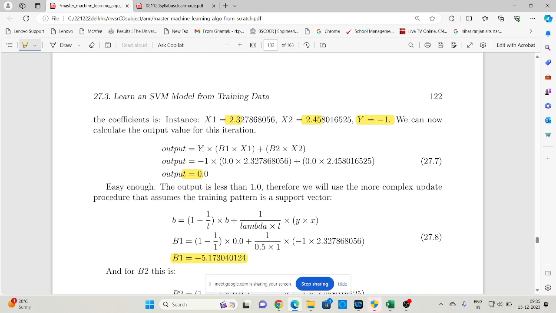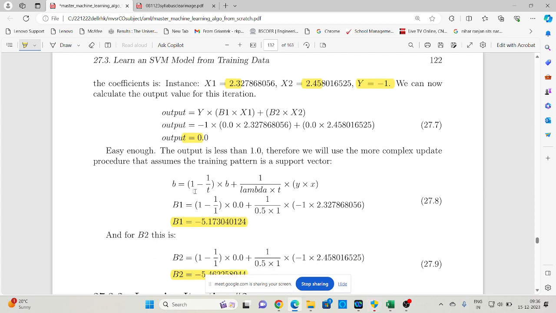We'll calculate the output using this formula, Y into (B1 X1 plus B2 X2). We know Y, the class, is minus 1. Initially B1 and B2 are kept as 0, and 0 multiplied by anything is 0. So ultimately the output comes to 0. This is less than 1.